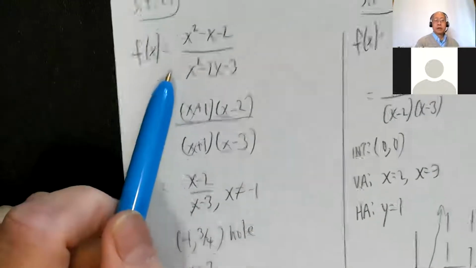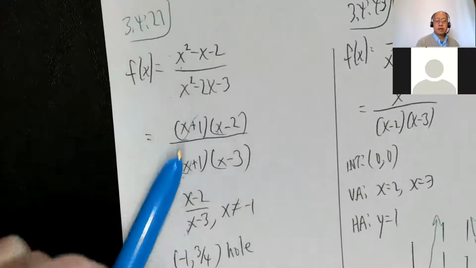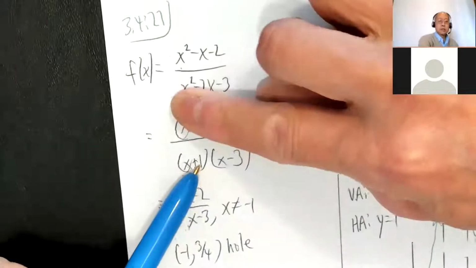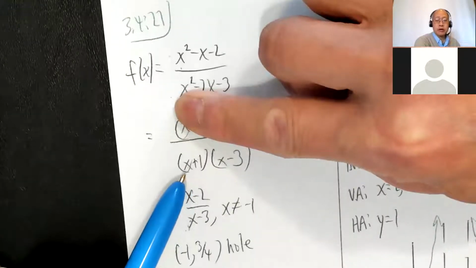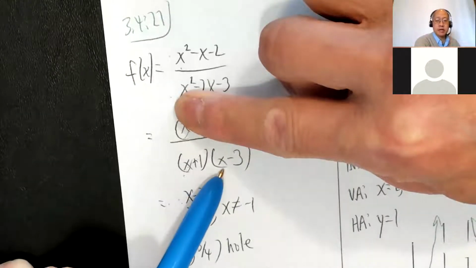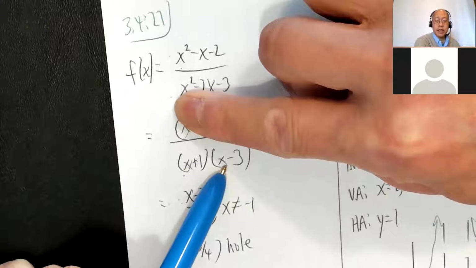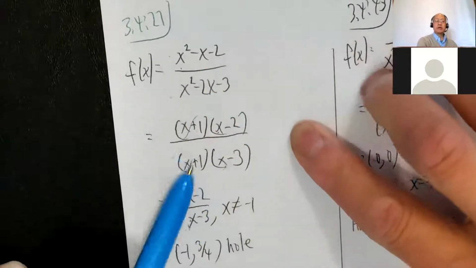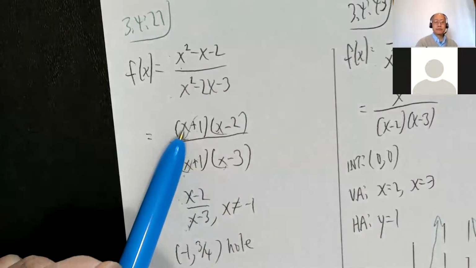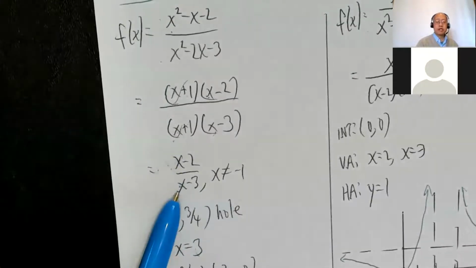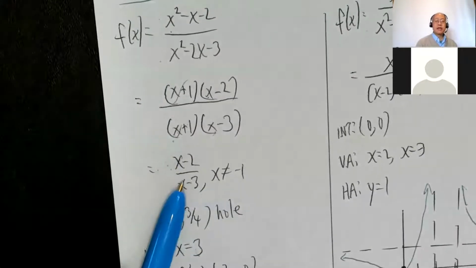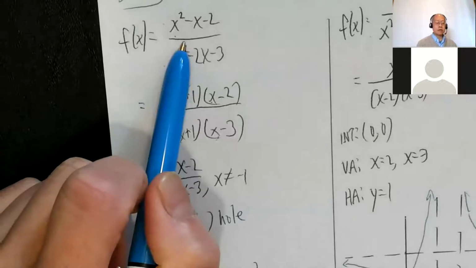So yeah, we factor. What I wanted to say is you don't necessarily have a vertical asymptote at x equals -1 and x equals 3. You have to wait and see if there's any cancellation. And indeed, we do have a cancellation. So this cancels out, x minus 2 over x minus 3. But this is not really the original equation. This is the original equation.